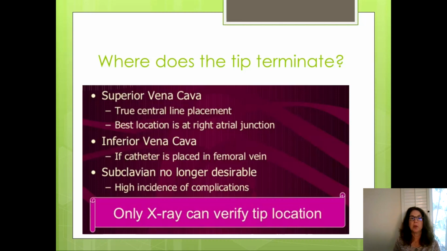The inferior vena cava is the location if the catheter is placed in the femoral vein, so you're coming from another direction. Remember, the inferior and superior vena cava come together at the right atrium. Subclavian is no longer desirable. You will see that location as well, but it has a higher incidence of complications. And only an X-ray can verify the tip location.